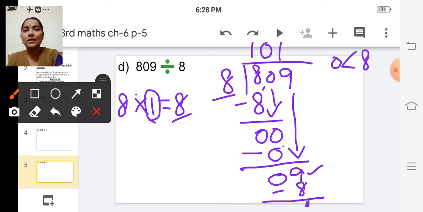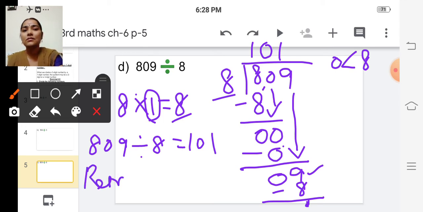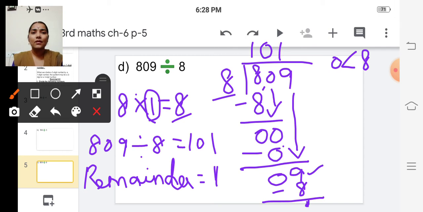So the answer is 809 divided by 8, which is equal to 101. And the remainder is equal to 1. Okay. Have you all understood, children, why we have put the 0? Because we got the dividend as 0.